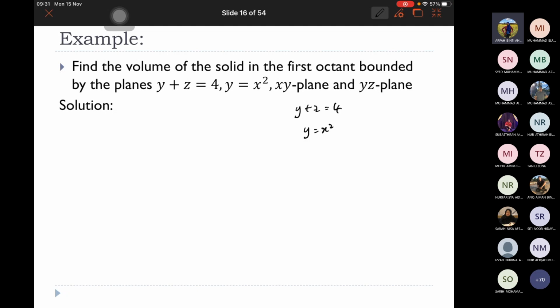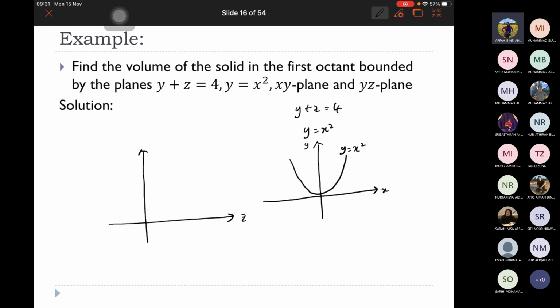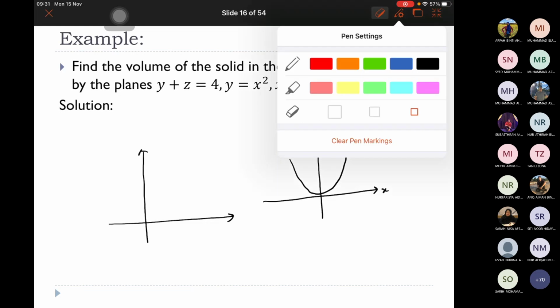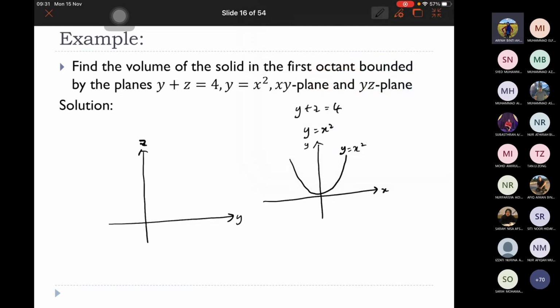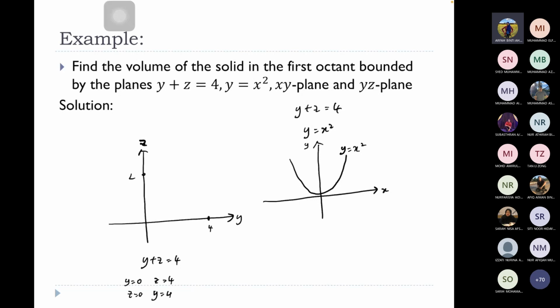So kalau kita draw, yang ini adalah untuk y dan juga x squared, you have this line. For the xy plane, you have this type of graph, y equal to x squared. And on the zy plane, you have the equation y plus z equal to 4. That means when y equal to 0, z equal to 4, and when z equal to 0, y equal to 4. So you get this line here, 4, 4. So it will be jatuh ke bawah sini. Then kita ada xy plane and also yz plane.